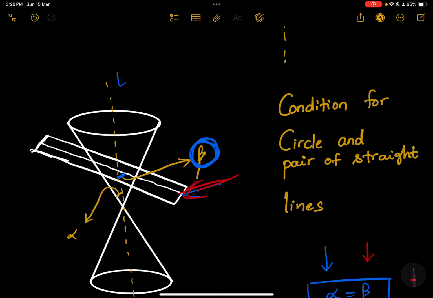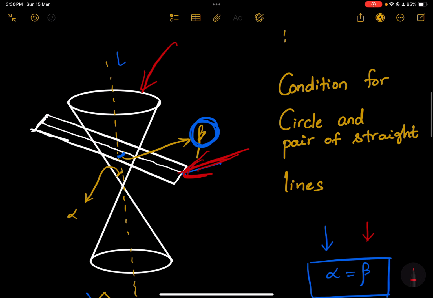And also, I have one more question. How should you cut this particular shape using this particular plane in order to get a pair of straight lines? So I've added these two questions in the quiz section. So let me know your answer from there.